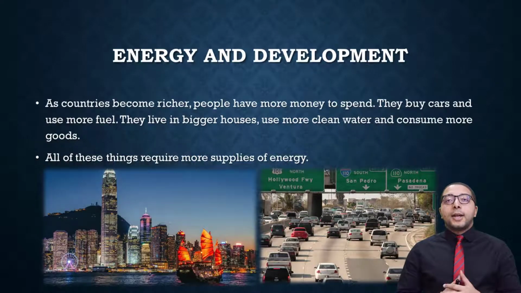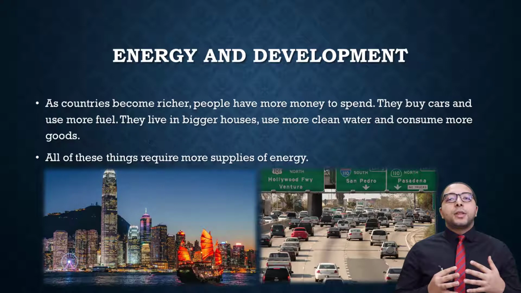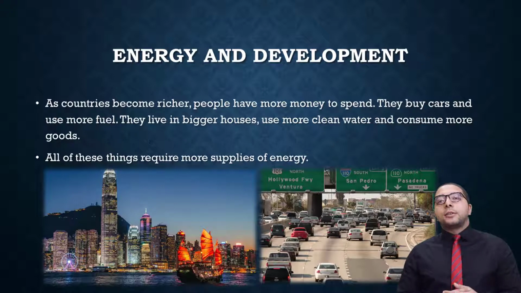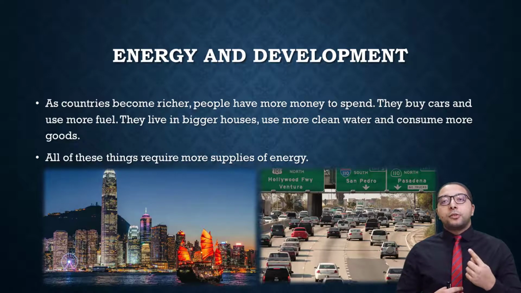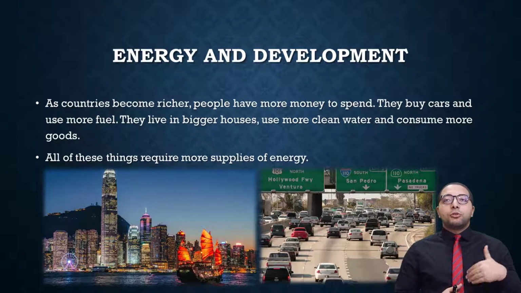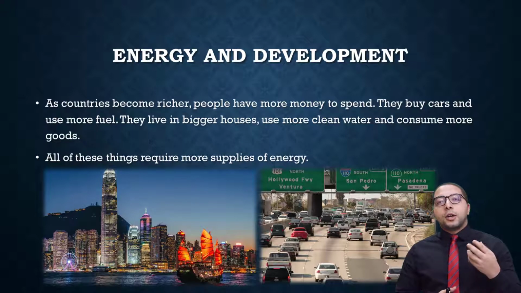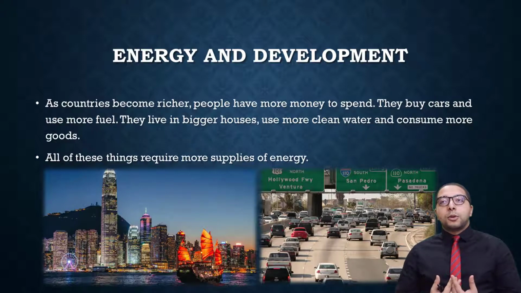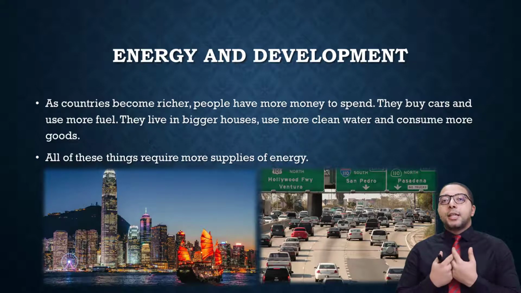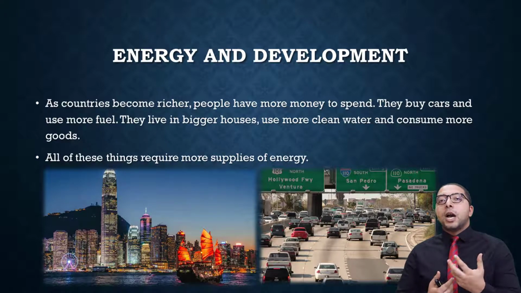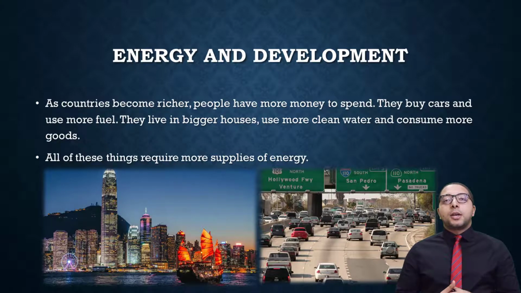Scientists have found a strong link between development and energy consumption. They have found that developed countries tend to consume more energy per person when compared with other countries. Developed countries consume more energy as a result of having more cars, bigger houses, water treatment processes, and consuming more goods and manufactured stuff. All of these make the consumption of energy very high when compared with developing countries.